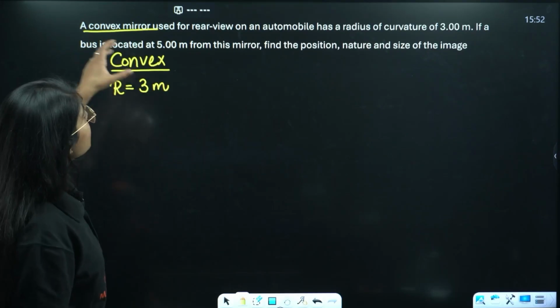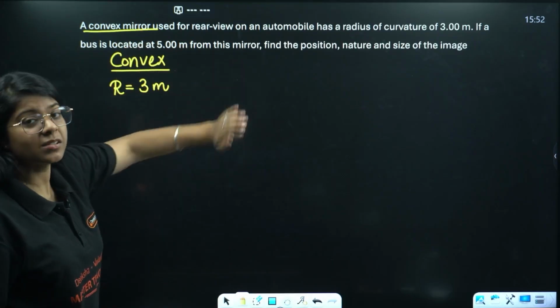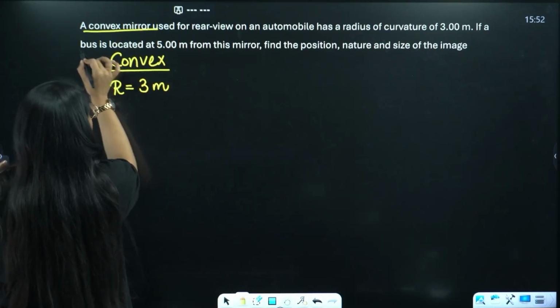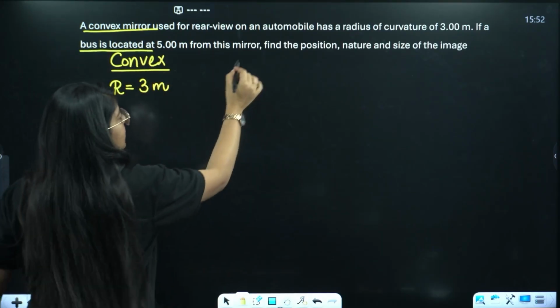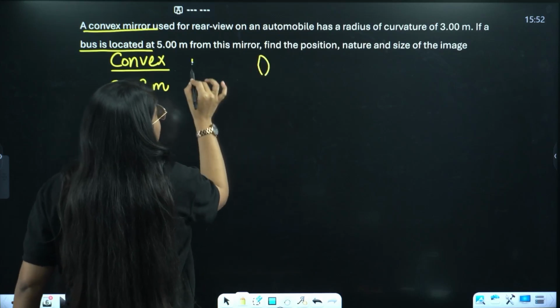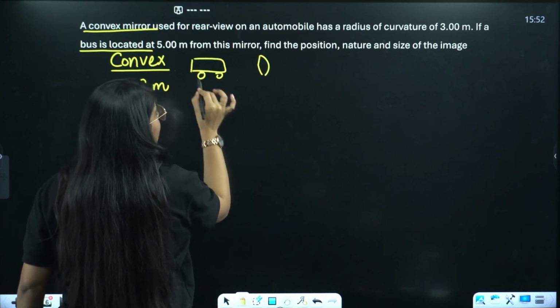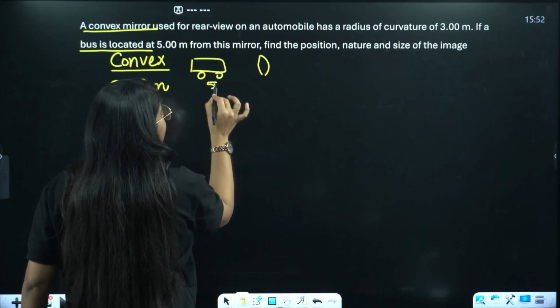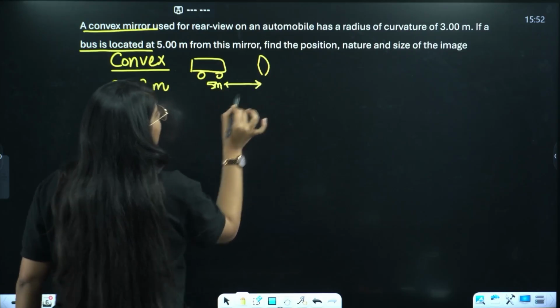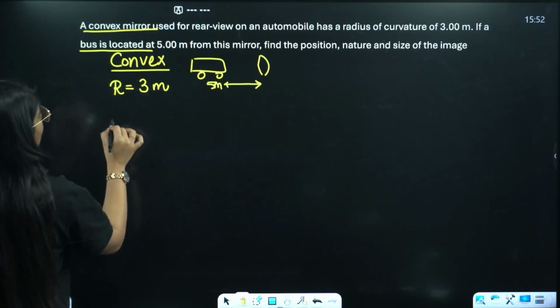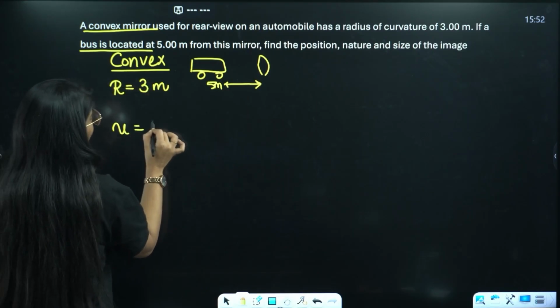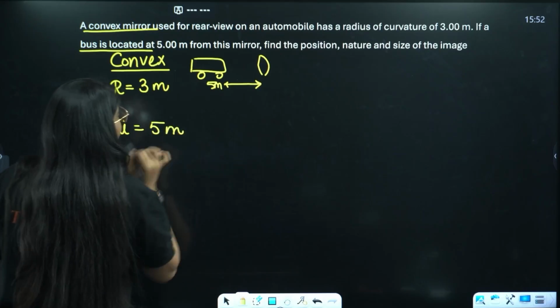Then the bus is located 5 meters from this mirror. So the bus here is my object. This is the mirror, let's say, and this is the bus. So the bus here is the object and it is located 5 meters from the mirror. Correct? So object distance will be what? It will be 5 meters.